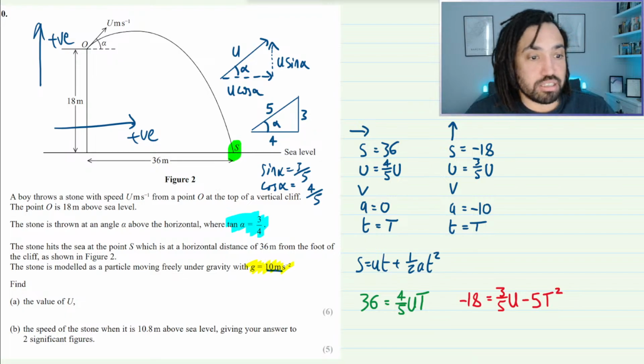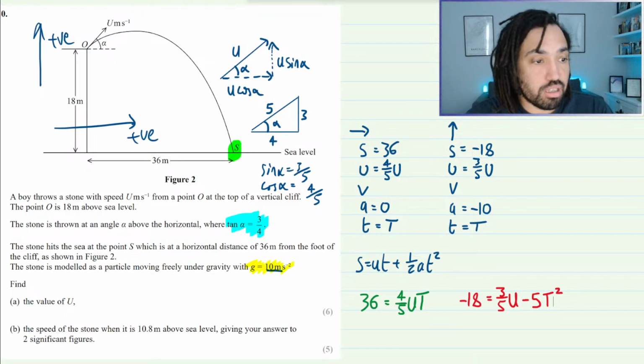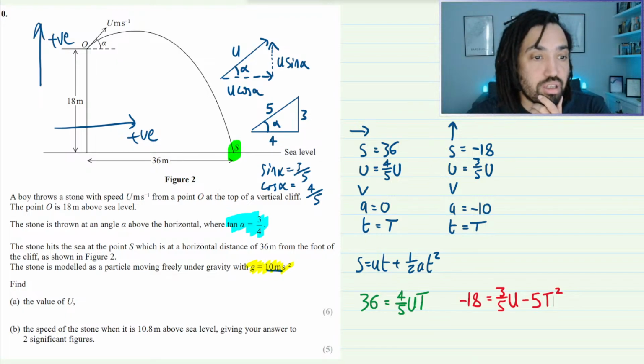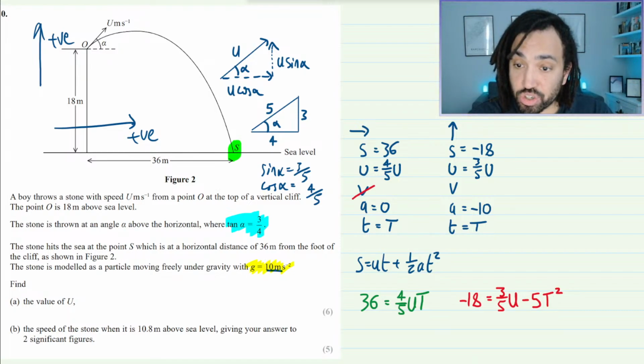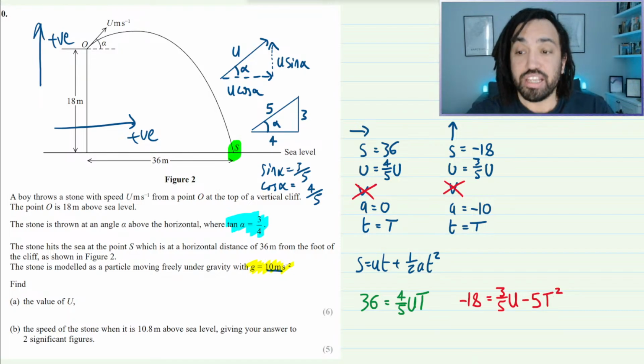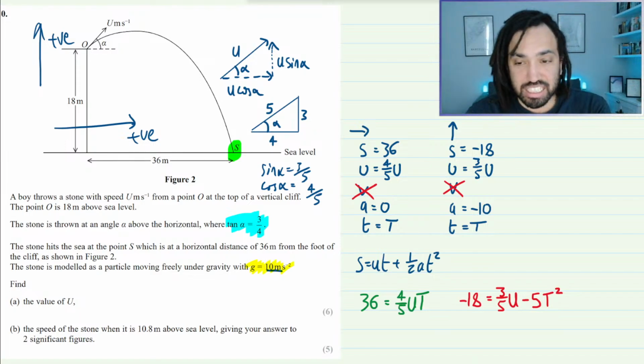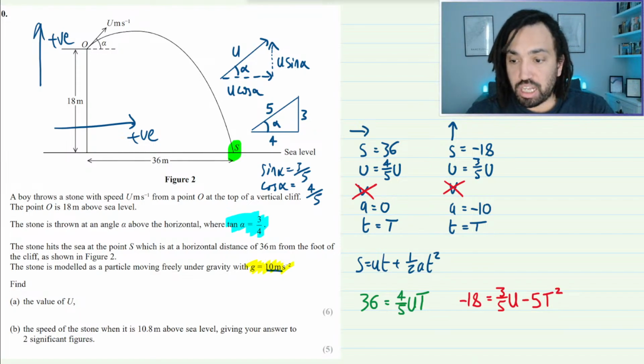What are we going to do next? What about v? I can tell you about v. v can do one. Don't care about v. v is not very helpful.